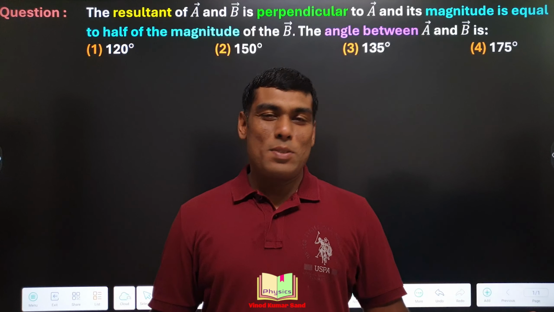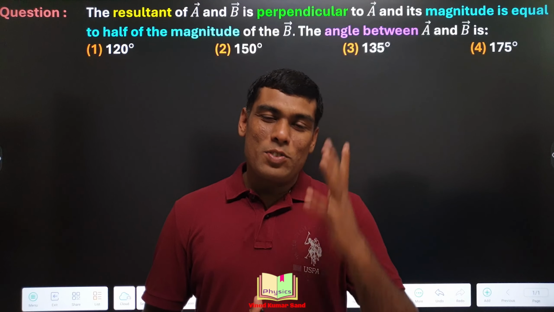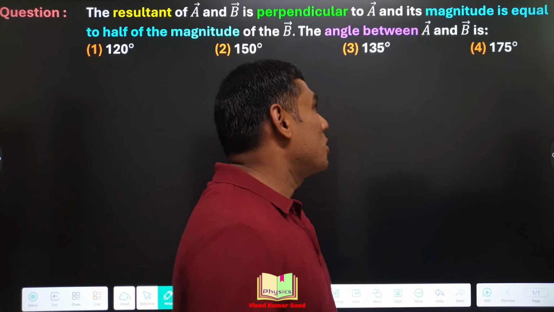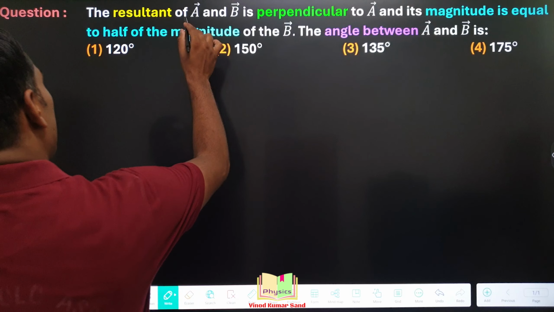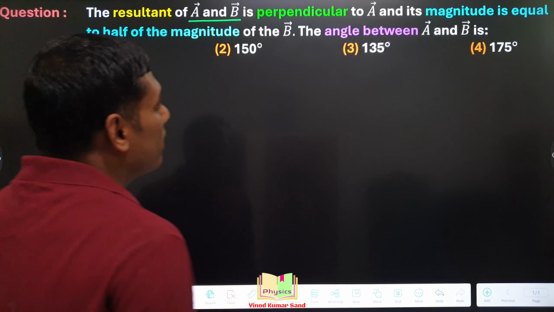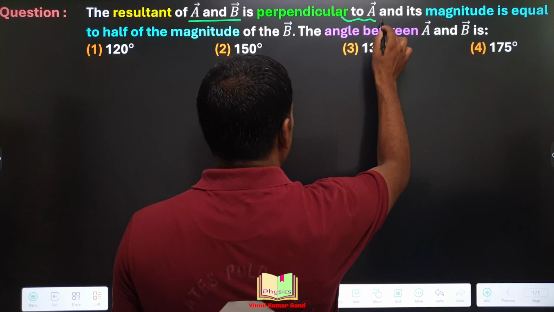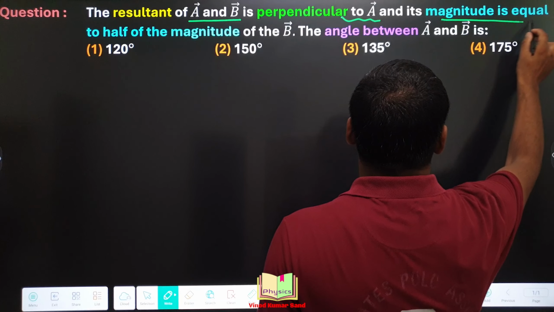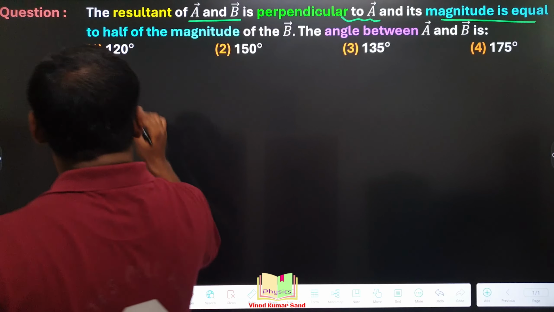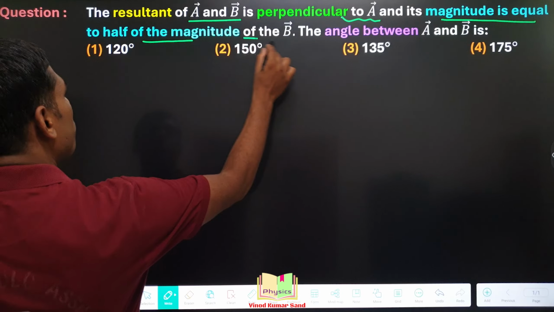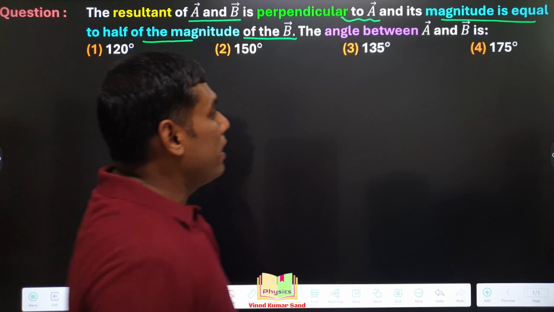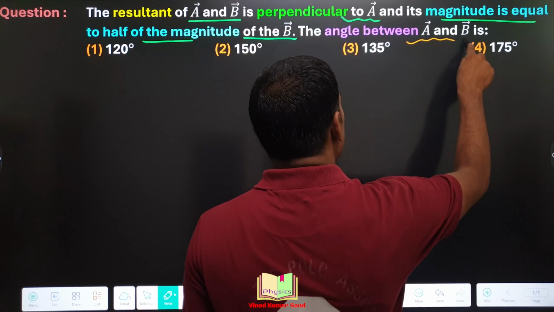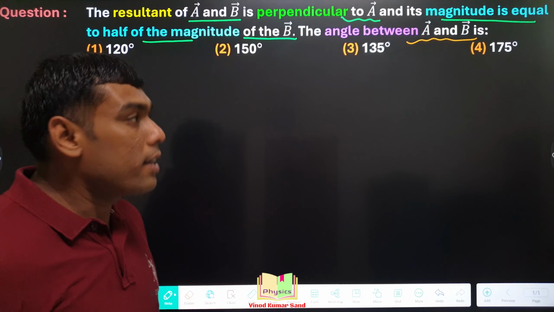Hello everyone, it's a beautiful problem of the triangle law of vector addition. The resultant of A vector and B vector is perpendicular to A vector, and the magnitude of the resultant is equal to half of the magnitude of the B vector. Then we have to find the angle between A vector and B vector.